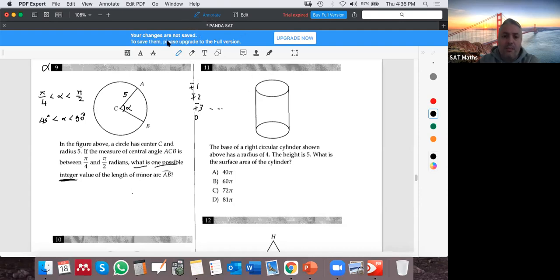let's go on. It says that length of the minor arc. Minor arc means this, we know. So how can we find the length of the arc? Length of arc AB, you know that formula is alpha over 360 times 2 pi r. This is the formula.